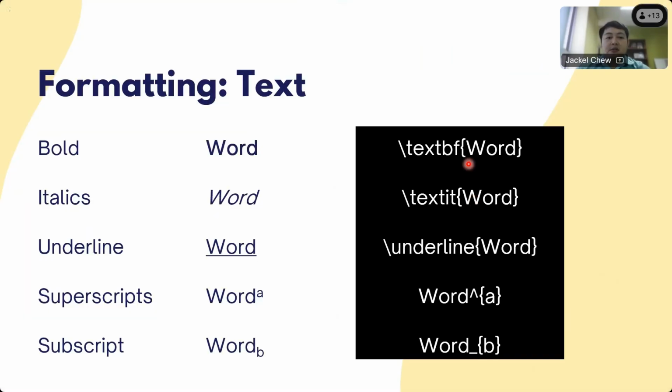Okay. So formatting for text, for example, if your report consists of bold word or italic word or underline, this is the command. We use slash textbf for bold, textit for italic, slash underline for underline. And if you want to use a superscript and subscript, this is the command. So no worry, I will show the example later.